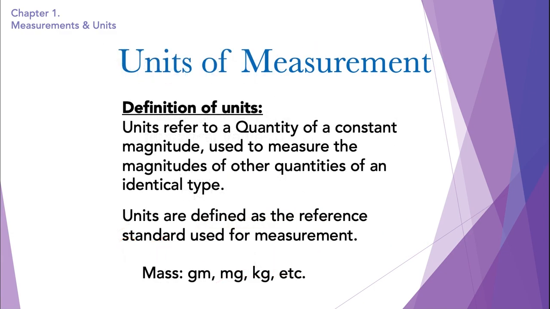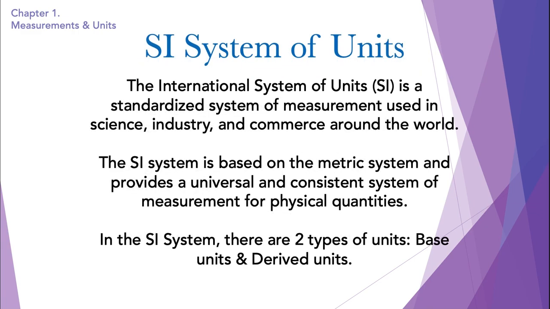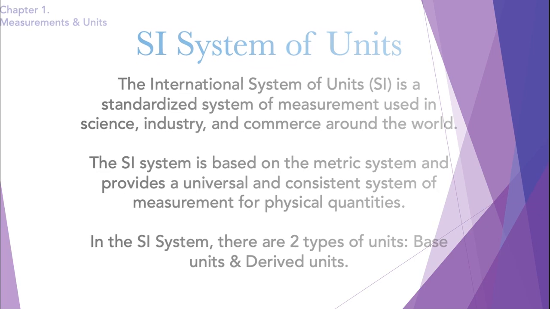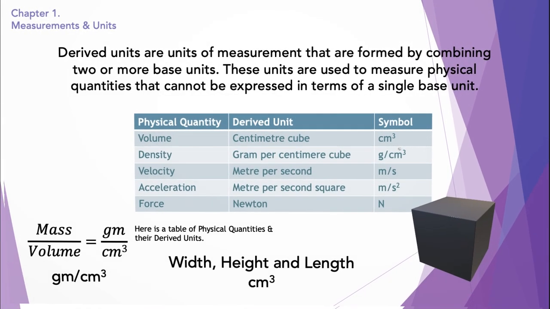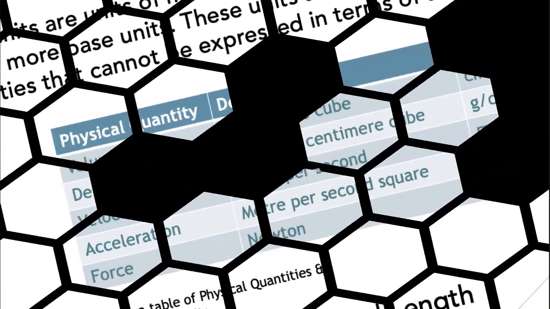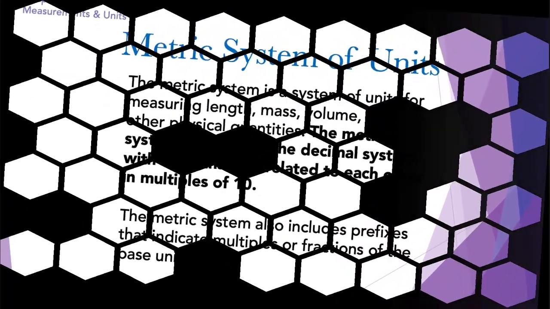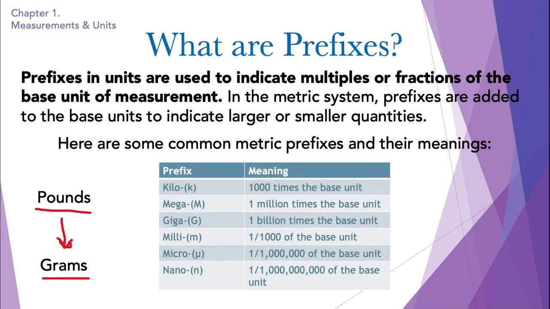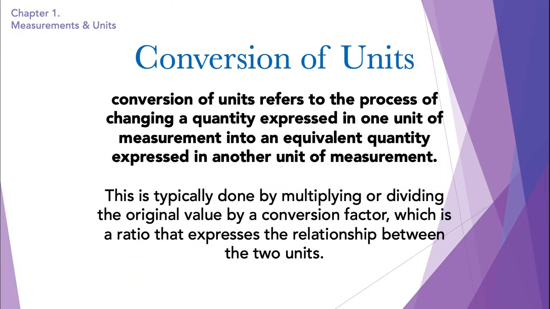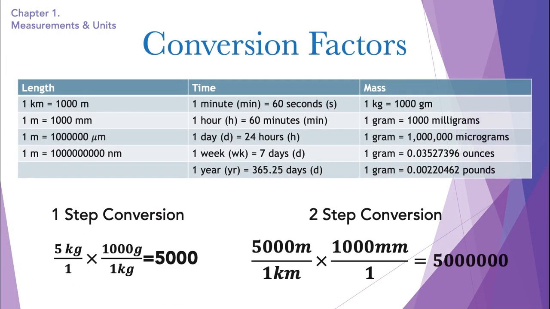We then understood units of measurement, the SI system of units, the base units in the SI system, and the derived units in the SI system, and the metric system of units, which includes prefixes, which we learned as well. Then we understood the conversion of units. For that, we understood the conversion factors and memorized them, and we understood the one-step conversion and two-step conversion, the equations we use to convert.